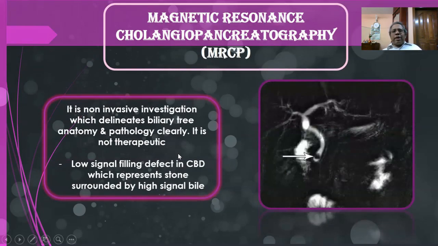So this is about the MRCP. The biliary tree is reconstructed from the images. Look, this is the right hepatic duct, this is the left hepatic duct, the common hepatic duct, and this is the common bile duct. In the lower end, there is a black area, which is a hypo-intense area. It is a non-invasive investigation which delineates biliary anatomy and pathology clearly. It is not therapeutic, it is diagnostic. There is a low signal filling defect in the CBD, which represents a stone surrounded by high signal bile. The bile is high signal and the stone is low signal. So it is black, and it is white.